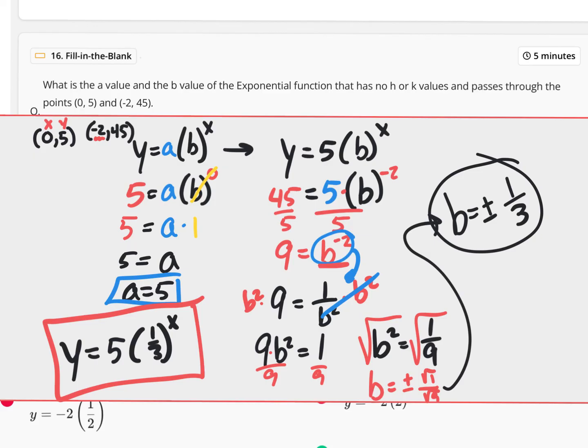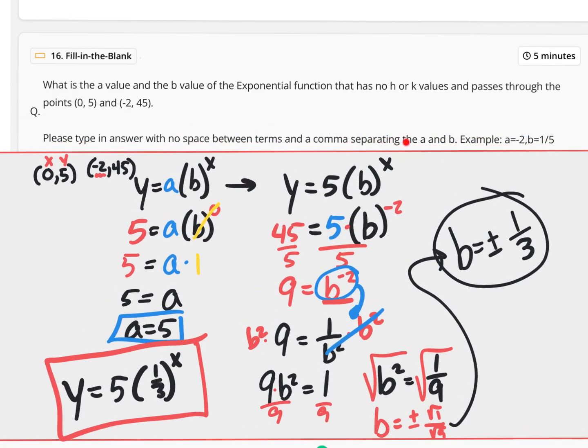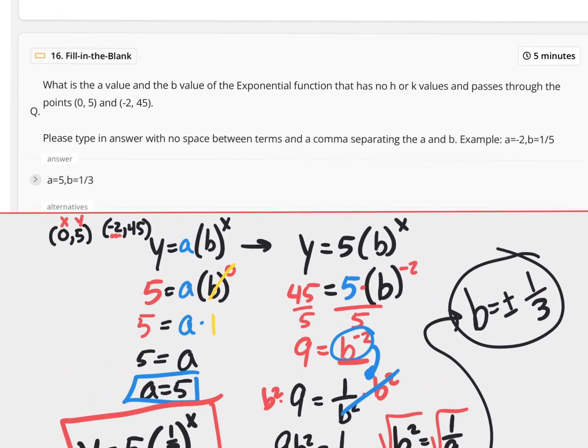Okay, so they want us to type in our answer. It says please type in your answer with no spaces between your terms and a comma separating the a and the b. So the a is -2, comma b is 1/5. That's the example they give. We're going to say that our a value is 5. So you're going to put a equals 5, comma b equals 1/3, not plus or minus 1/3, just positive 1/3. And that's what the answer is right there. A equals 5, comma b equals 1/3.